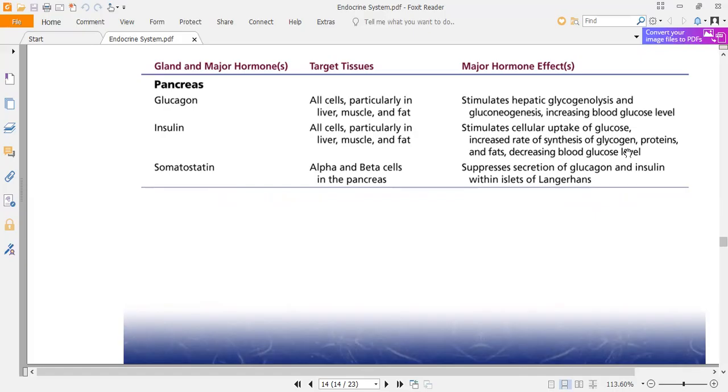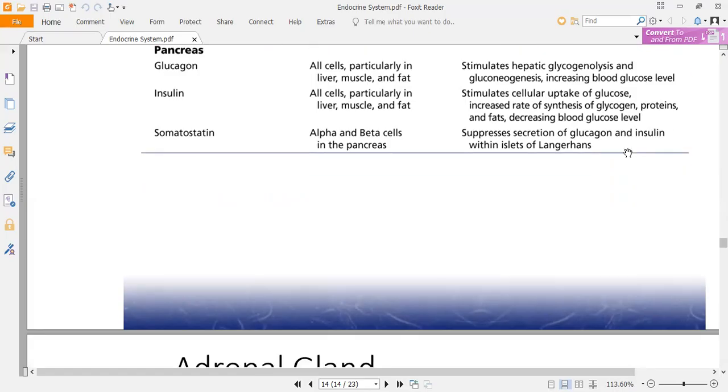Then there's also what we call somatostatin, which is produced by the alpha and beta cells in the pancreas. Sorry, mostly the delta cells. Somatostatin, again, you would have heard about being produced in the gastric pits. It suppresses secretion of glucagon and insulin within the islets of Langerhans.